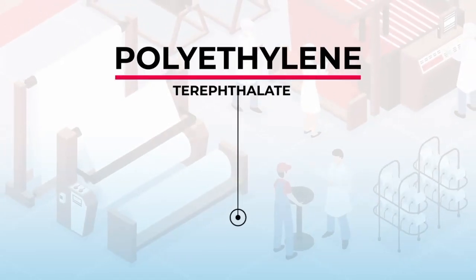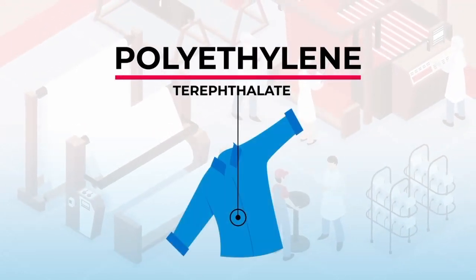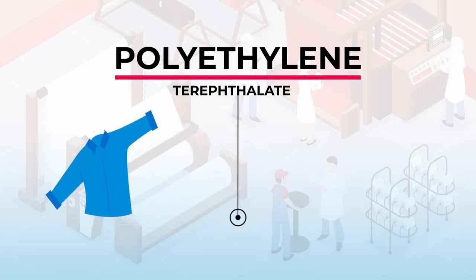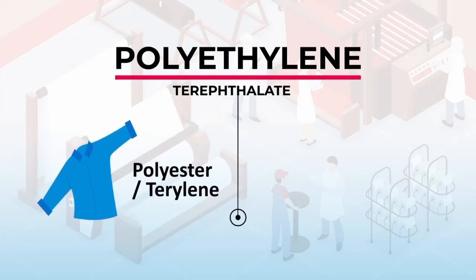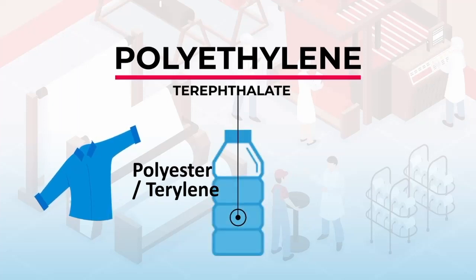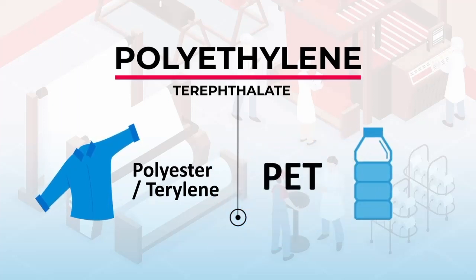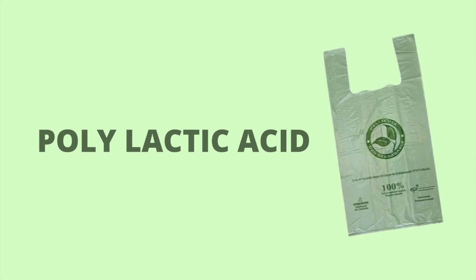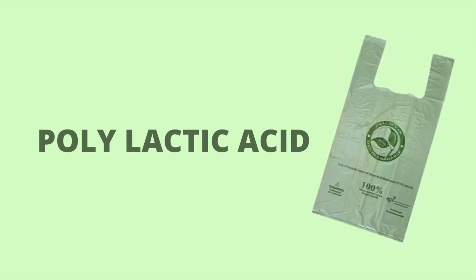It also has a nickname, by the way. When it is being used as a fiber to make clothes, polyethylene terephthalate is often just called polyester, or sometimes also known as terylene. And when it is used to make plastic bottles, it is referred to as PET. Now, onto the second example of polyesters used for plastic, PLA or the polylactic acid.